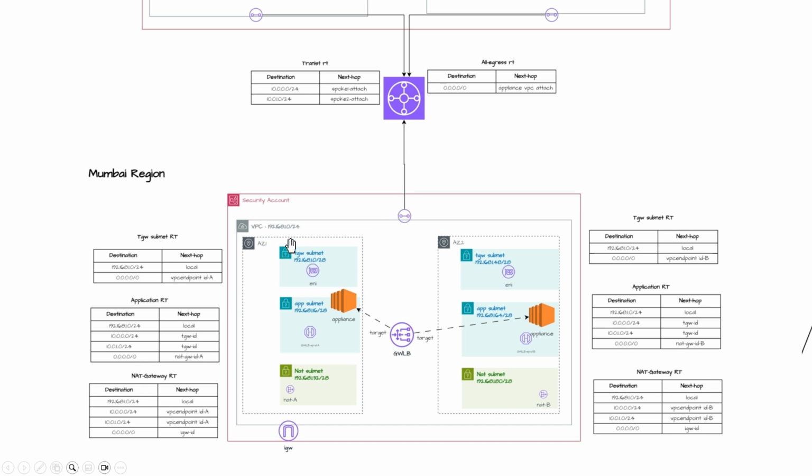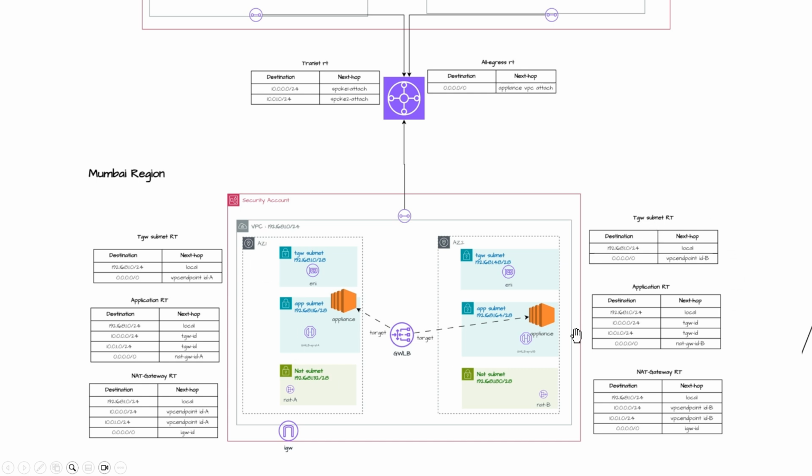Now the appliance VPC in each of your availability zones consists of transit gateway subnets associated with the transit gateway route table, right? For the transit gateway attachment. So this is the transit gateway subnet. And the appliance subnet, this is the appliance subnet, is associated with the application route table for your gateway load balancer endpoint, gateway load balancer, and virtual appliance. Then you have a NAT gateway subnet associated with the NAT gateway route table for your NAT gateway. So we have three route tables. The first route table is for the transit gateway subnet. The second route table is associated with your appliance subnet. And your NAT gateway route table is associated with the NAT subnet.